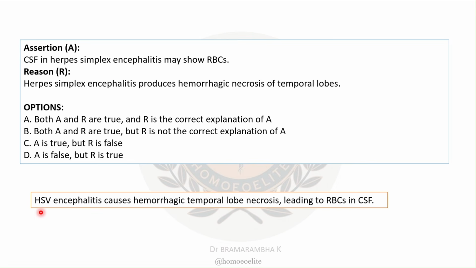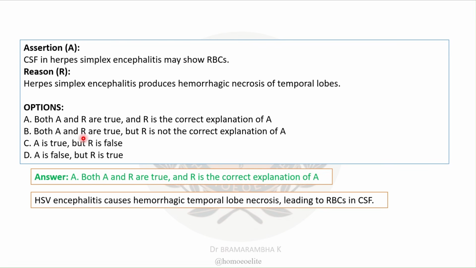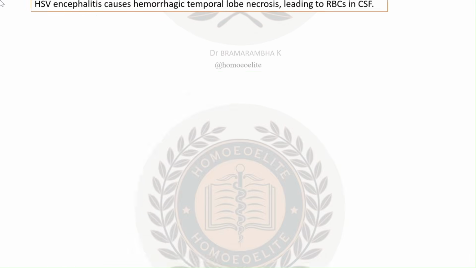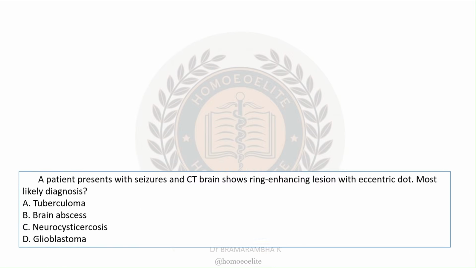So when you see herpes simplex virus encephalitis, it mainly causes hemorrhagic temporal lobe necrosis, leading to which you can see RBCs in the CSF. So the option is A. Both assertion and reason are true, and R is the correct explanation of A.